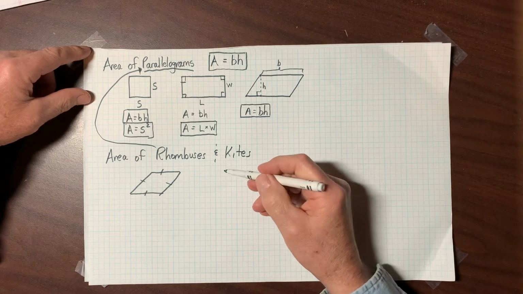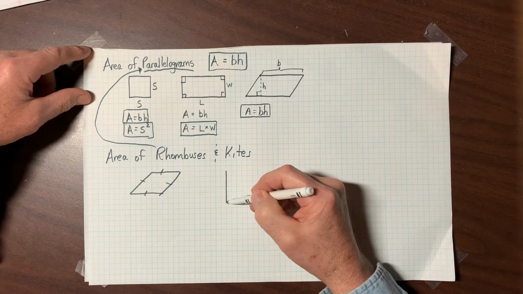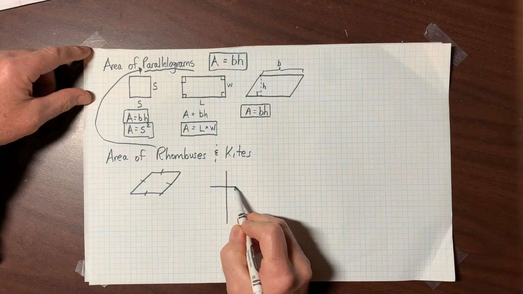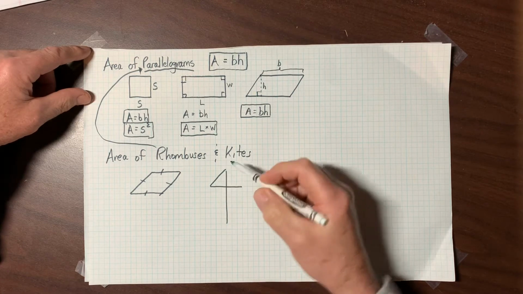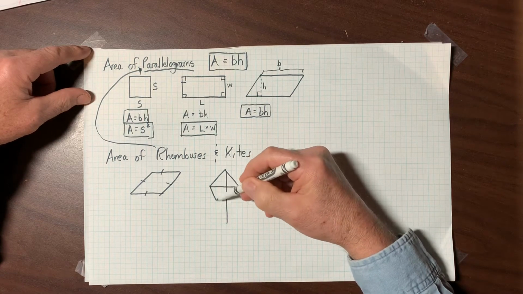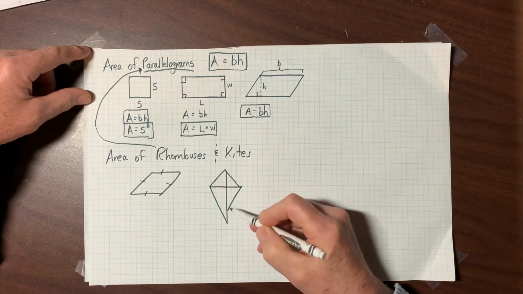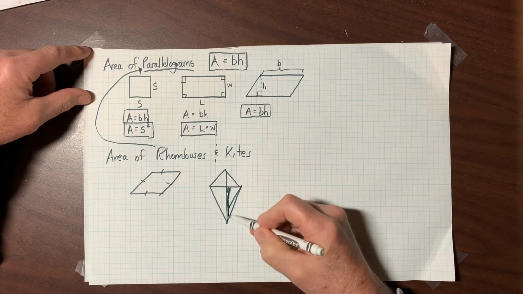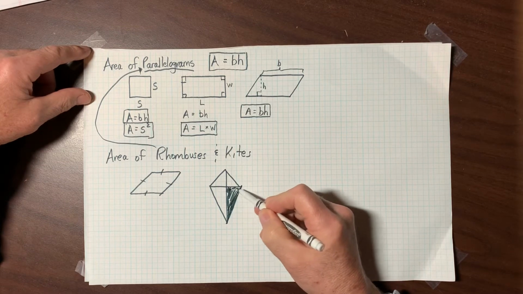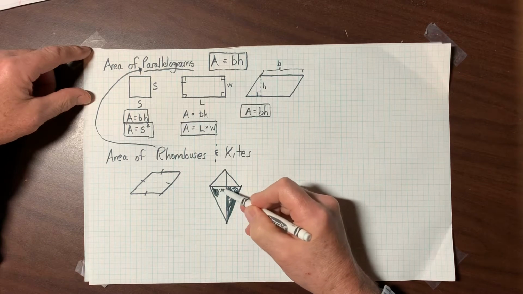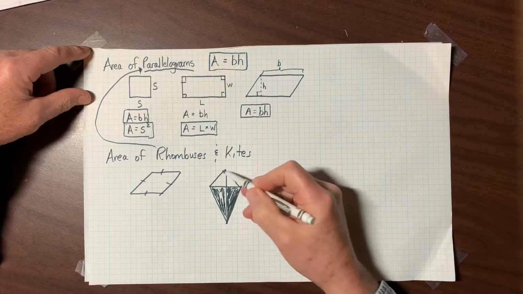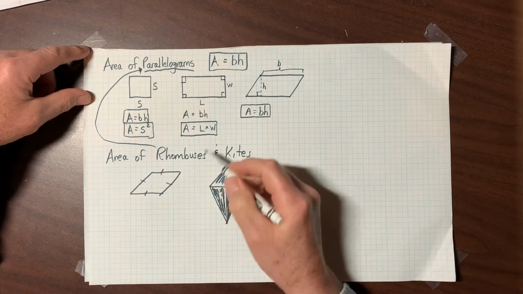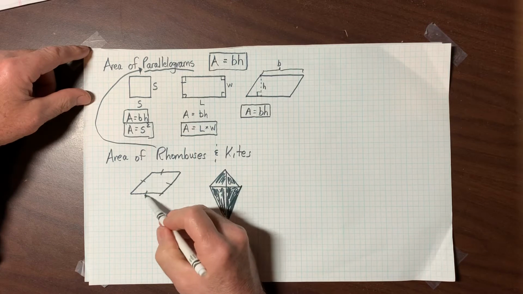We also use that very same formula for a kite. Recall, students, that, you know what I'll do? I'll color this in. Then you can't see my boo-boo. Recall that a rhombus is a special kind of parallelogram. All four sides are the same.